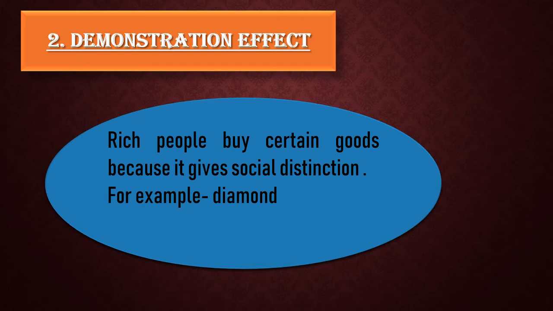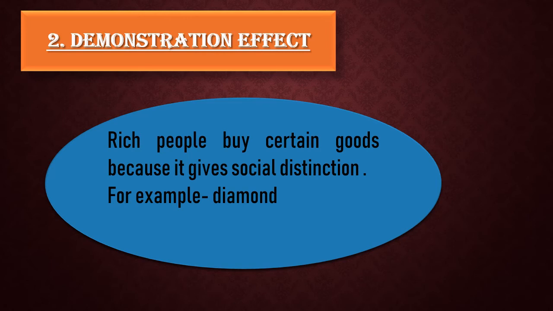Demonstration effect is another reason why the demand curve is upward, the exception. Here is the example which is given in your book also: rich people buy certain goods because it gives them a social distinction, for example diamond. It is easy to understand, but I will give you a day-to-day life example which you people face, or your parents face actually.